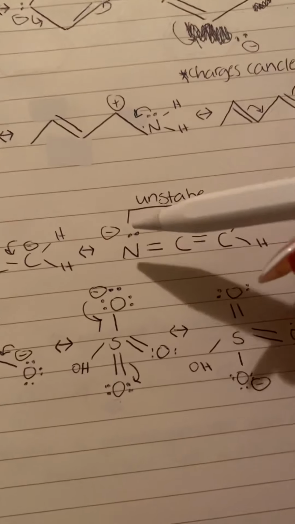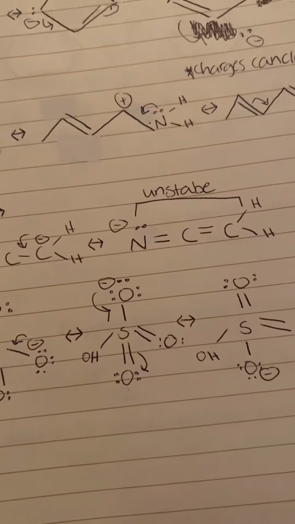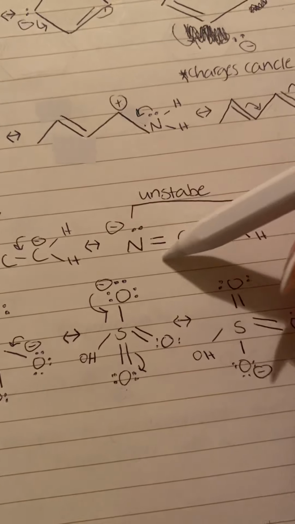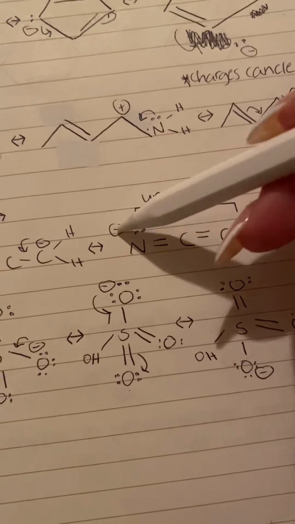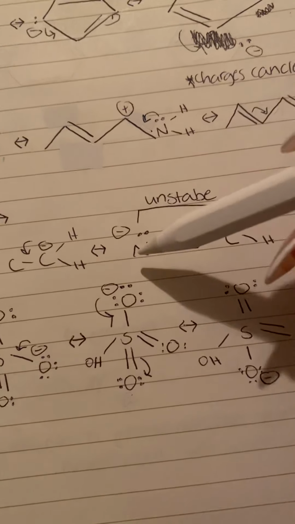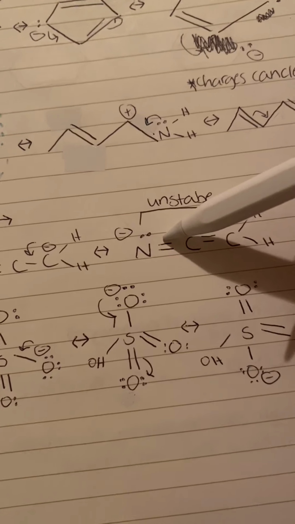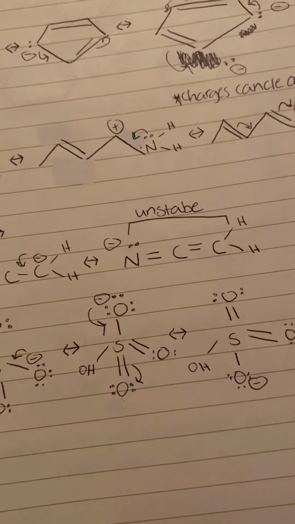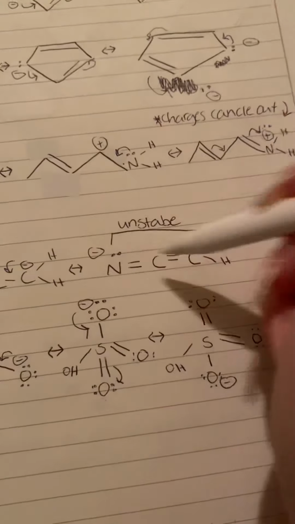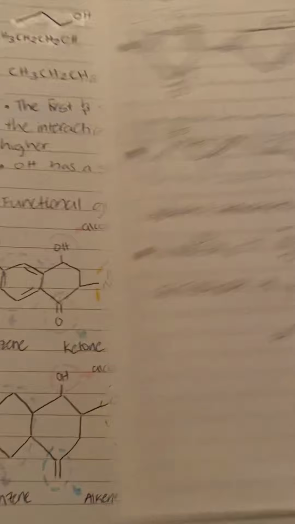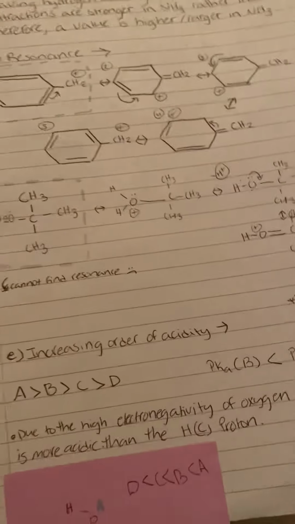So then we have the lone pairs and then a negative. There's a negative charge here because this is an unstable structure. Nitrogen is not complete with the octet rule. So there's no way to complete the structure. So this is how it is. It's unstable.